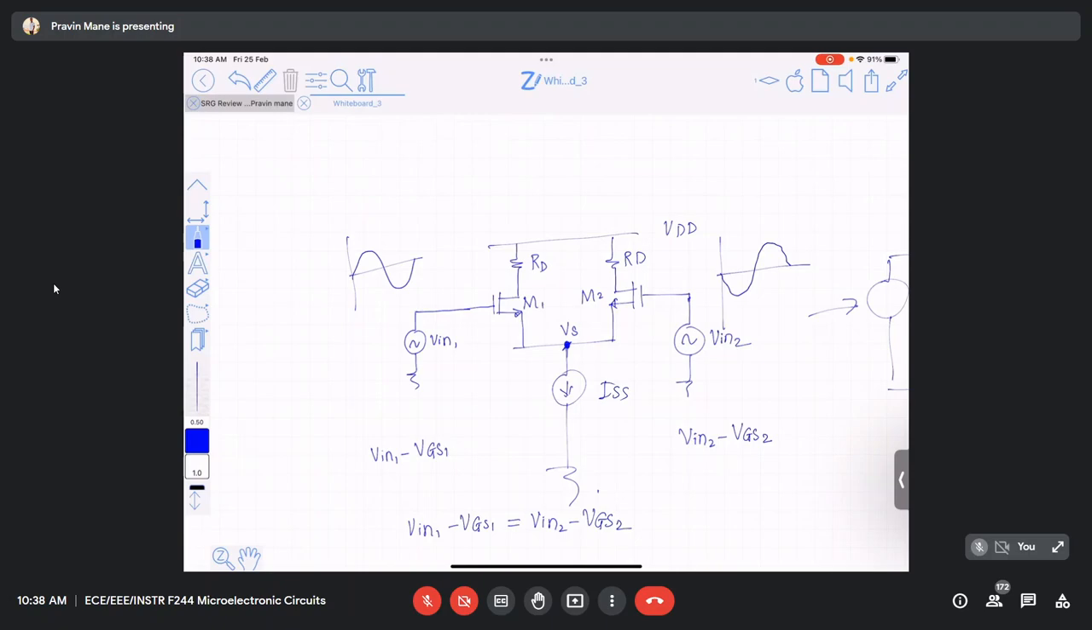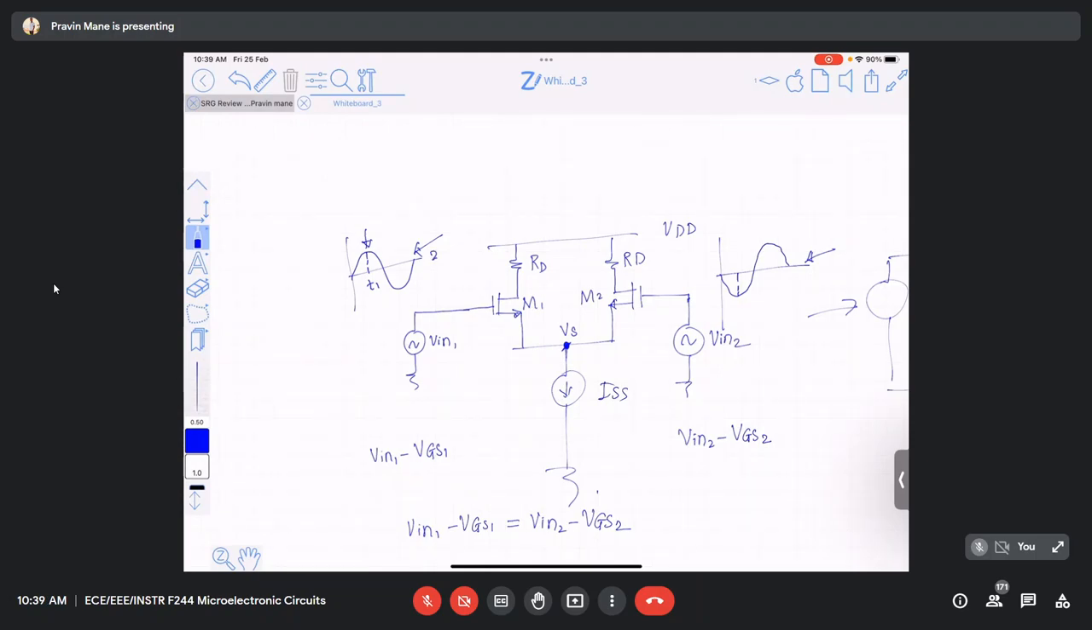Okay. Now, suppose at this point V in 1 is positive, right? At time equal to T1, V in 1 is positive. At the same time, what about V in 2? It is negative with respect to the reference value. This is the reference voltage. What is this reference voltage? V in CM is there. We are not just considering it. It is V in CM.